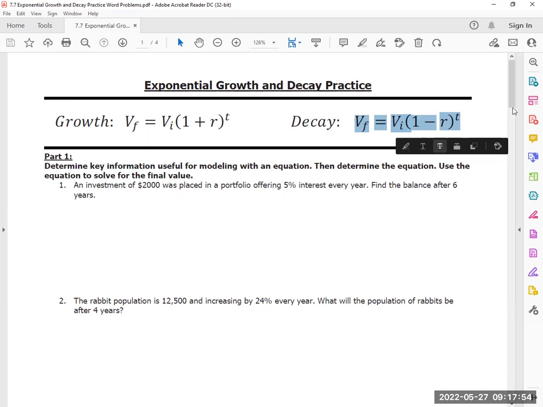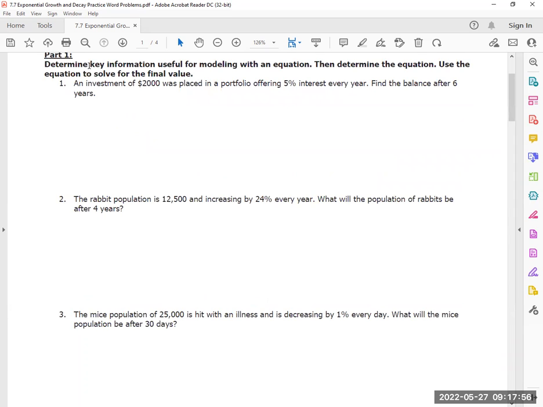So, part 1. Is question 1 talking about a growth or a decay? Read it carefully. Am I growing or am I shrinking? Or am I getting smaller? Yeah, it's going to grow, which means this is my formula. Now let's pull out information.